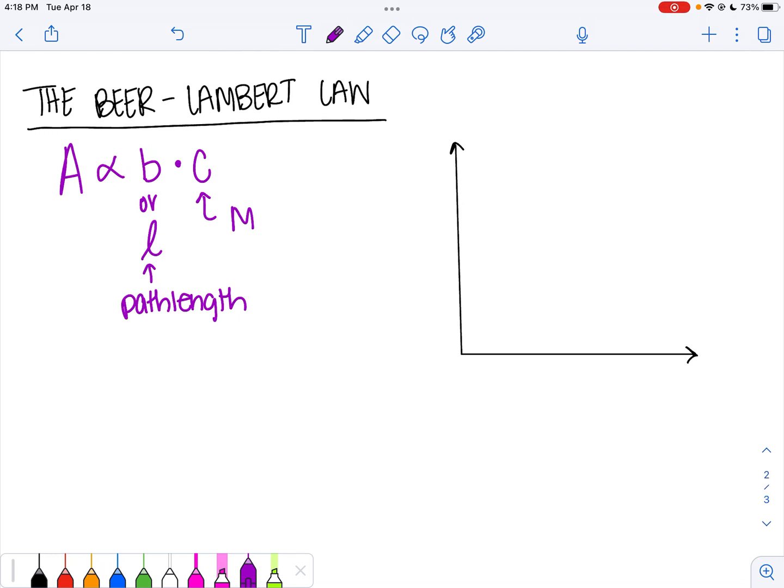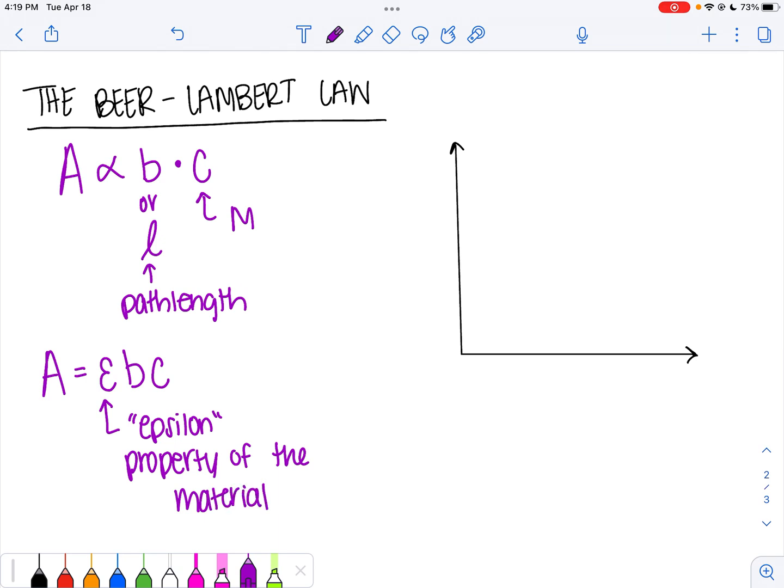This is how things are proportional, but this law, much like many of the other laws that we've seen, has something called a proportionality constant, because the way that light behaves with materials is very specific to the material it's interacting with. So this is officially the Beer-Lambert law: absorbance is equal to epsilon, which looks like a curvy E, times b, path length, times C, concentration, where epsilon is dependent upon the material. So this is a property of the material, specific to what you're working with.